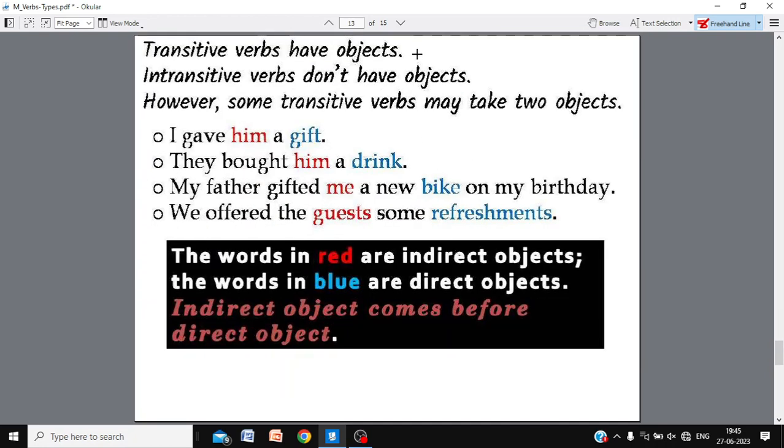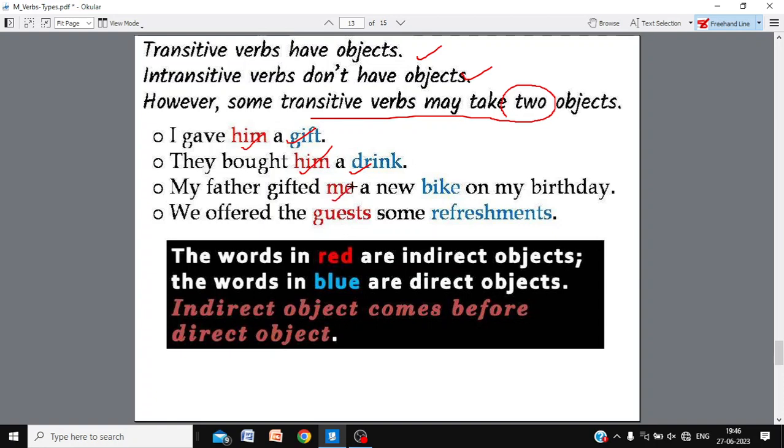Transitive verbs have objects. Intransitive verbs don't have objects. But some transitive verbs may take one object, and some transitive verbs may take two objects. I gave him a gift. The first is the indirect object. The second is the direct object. They bought him a drink. Him, drink. First is indirect object, then direct object.